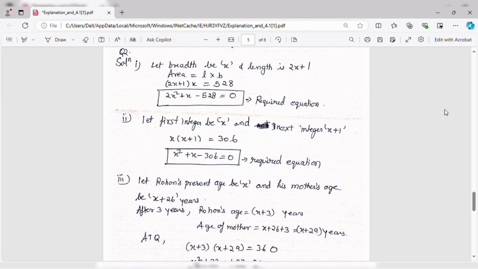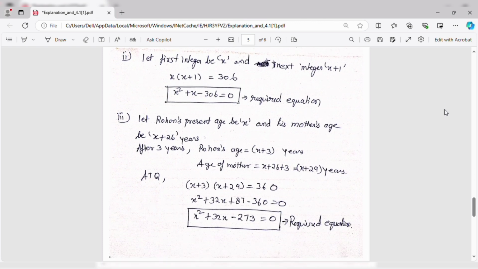The first question is, area of a rectangular plot is 528 meters square. Length of the plot is 1 more than twice its breadth. We need to find length and breadth of the plot. So we will assume breadth as x and length as 2x plus 1. Applying the formula of area, length into breadth, we will get the equation 2x square plus x minus 528 equals 0. This is our required equation.